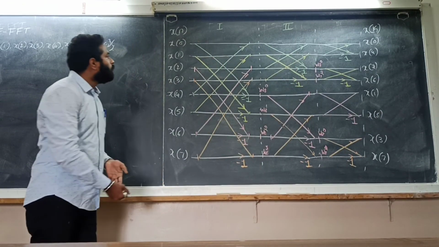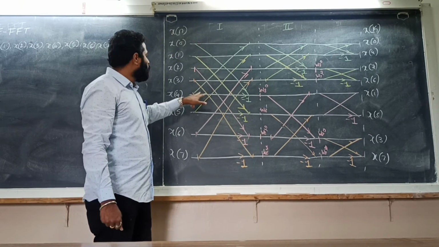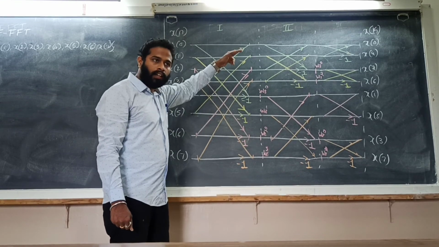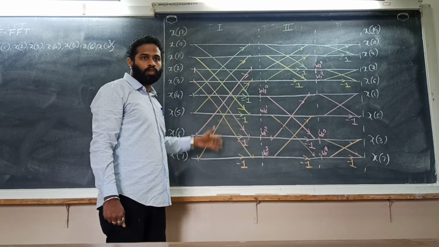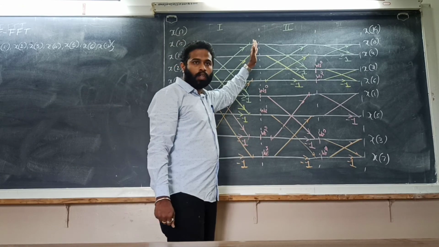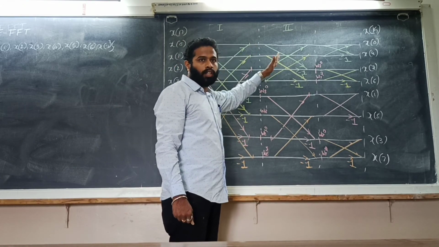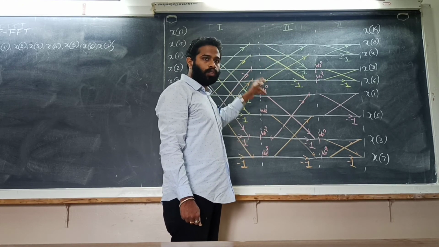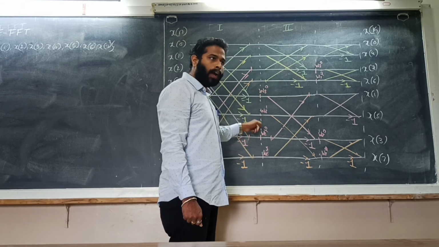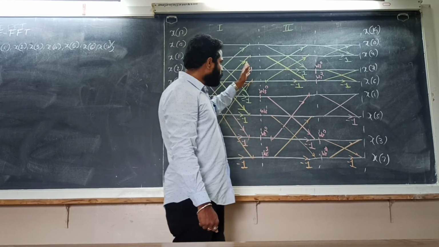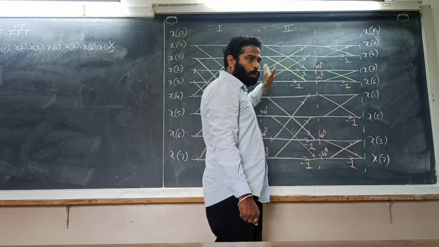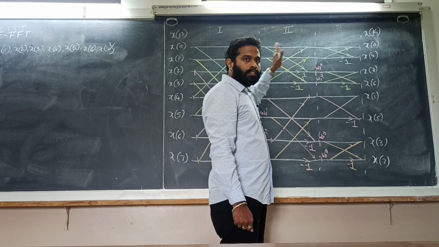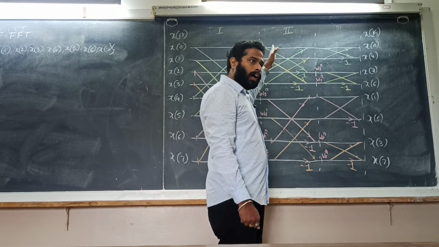Once more we revise. First stage, we'll take fifth value to the first value to the fifth value by negating fifth, and 6 to second, second to 6 by negating 6, and so on. Now the outputs of the first stage will become inputs for the second stage. Before starting the second stage, we'll multiply the last four values by W8 raised to 0, W8 raised to 1, W8 raised to 2, and W8 raised to 3. Now for the second stage, we'll take third value to the first value to the third value by negating third, fourth value to the second to 4 by negating 4, and so on.